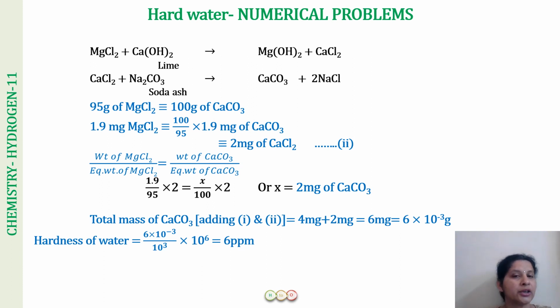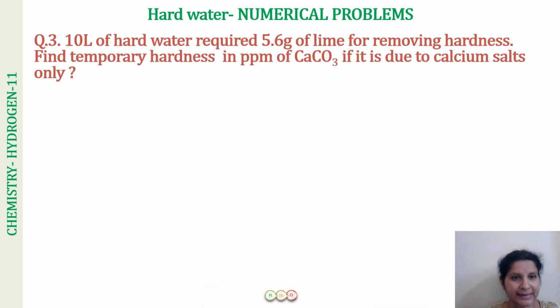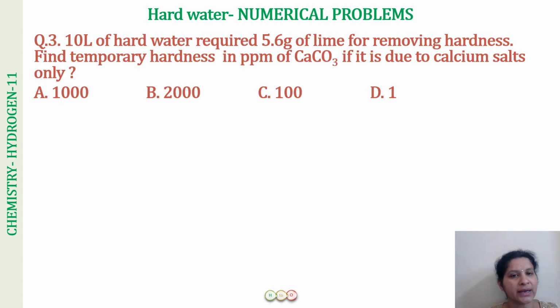Now the third question is that 10 liters of hard water requires 5.6 gram of lime for removing the hardness. Find the temporary hardness in terms of ppm of calcium carbonate if it is due to calcium salts only. The choices given to us are 1000, 2000, 100 and 1.